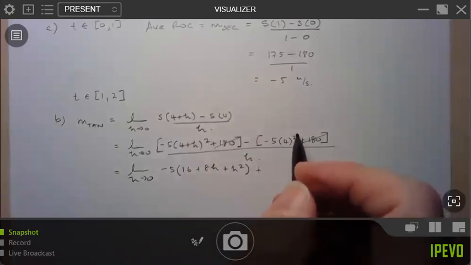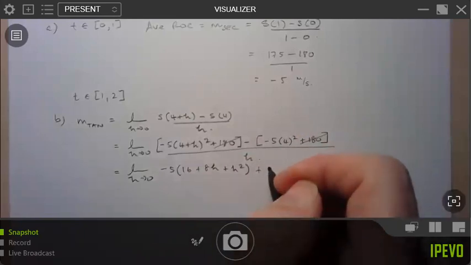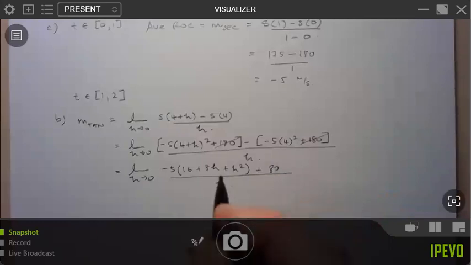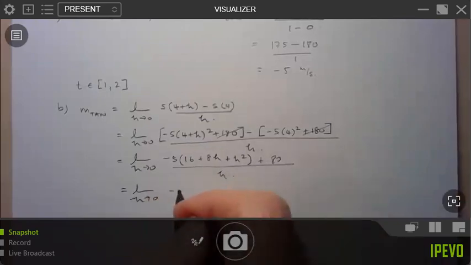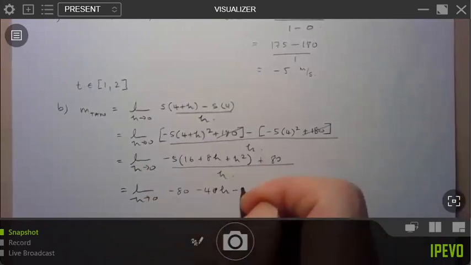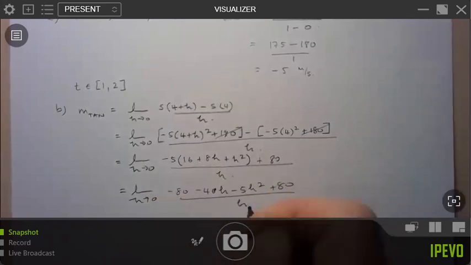my brain just went numb. What is 16 times 5? It's 50 plus 30, 80, right? Somebody confirm that? Confirmed. Okay, and so now limit as h approaches 0 of, I guess this is also going to be minus 80 minus 40h minus 5h squared plus 80, all over h.